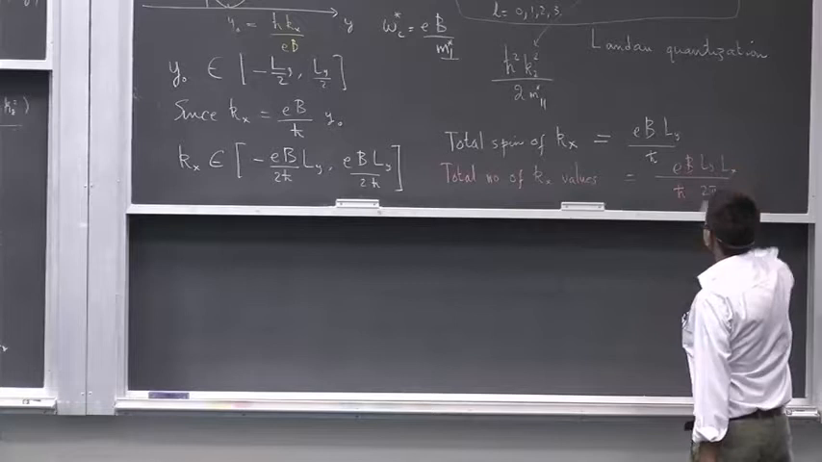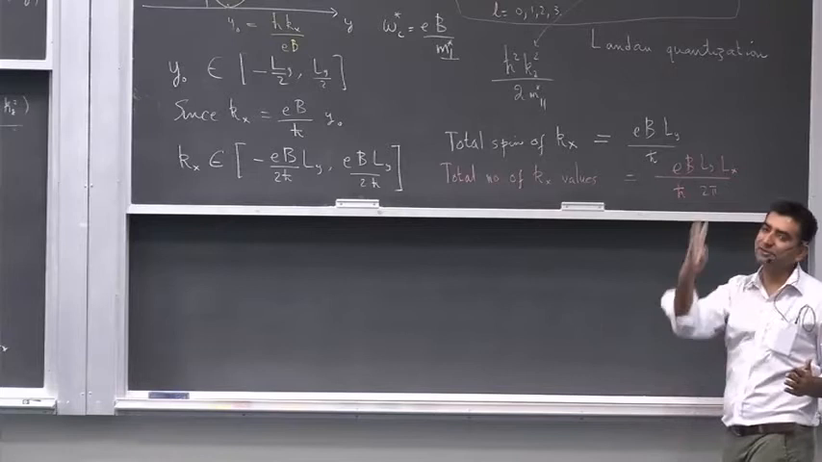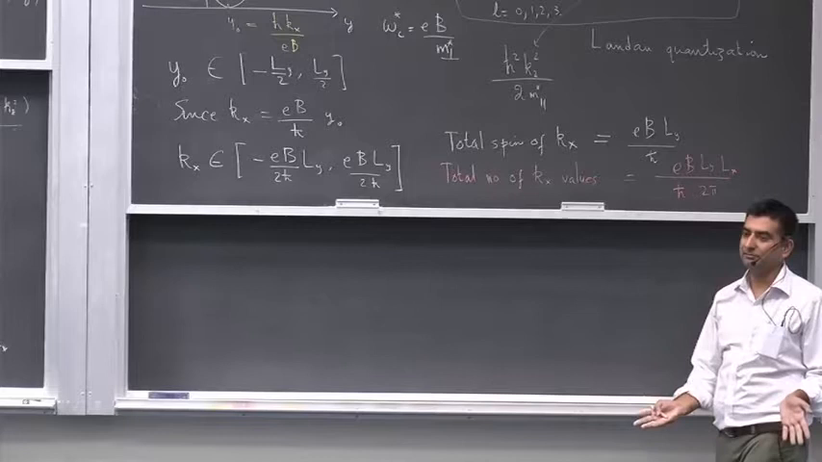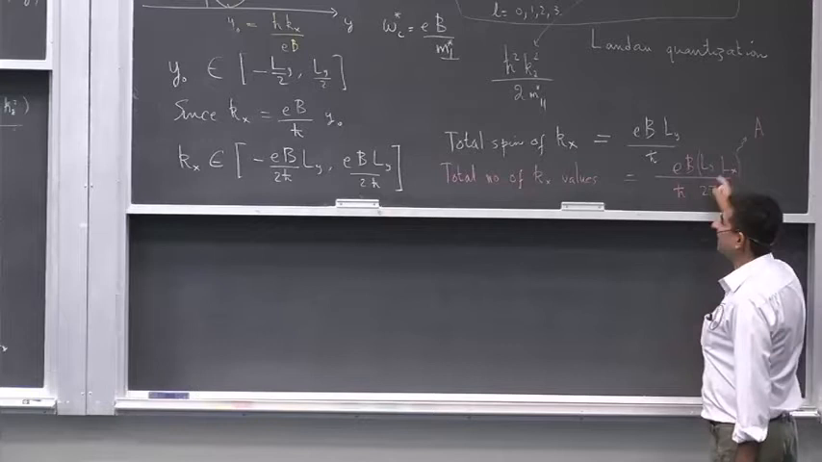Now what is Ly into Lx? This is the total area of the solid in a plane that is transverse to the plane in which the magnetic field is applied. That's the total area of the solid, normal to the application of the magnetic field. So I can replace this with some area A. Now what is B into A? It's the magnetic flux through the solid.